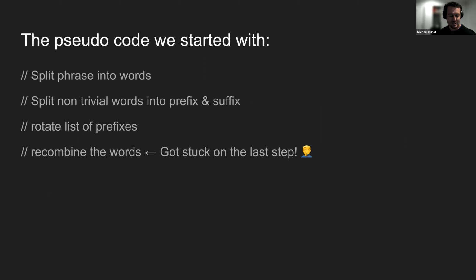We were warned that we should talk about the solution first rather than just dive into coding. So we wrote some pseudocode, and this was our plan. We'll split the phrase into words, split the non-trivial words into the prefix and their suffix, rotate that list of prefixes to shuffle the leading characters onto the next word, and then just recombine them all together, right? And we got about 3 out of 4 steps of the way through, and then just got stuck on that last step.